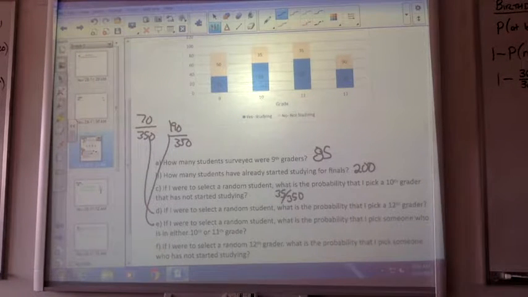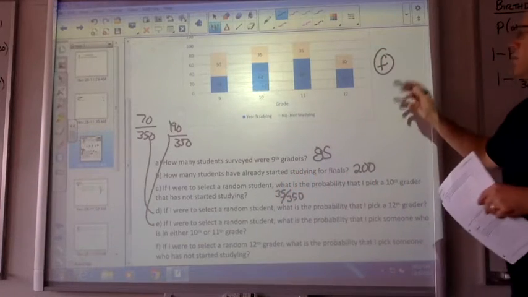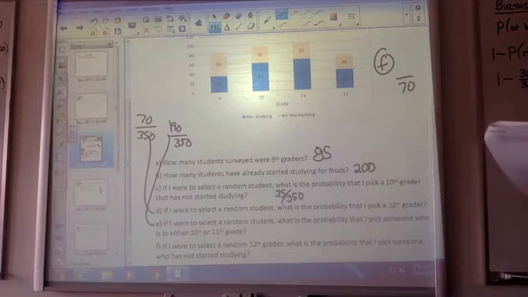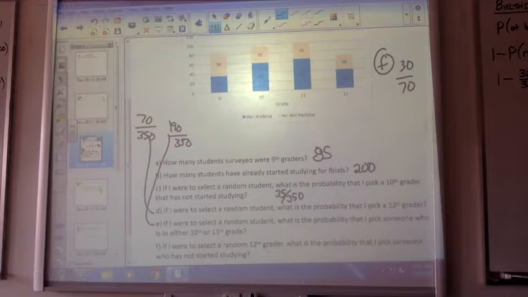I'm on letter F. If I were to select a random 12th grader, so we're just worried about the 12th graders, what is the probability I pick somebody who is not studying? How many seniors were there? 70. And then how many did not start studying? 30. So 3/7 didn't start studying yet. If you wanted to reduce it, I'd keep it as that.